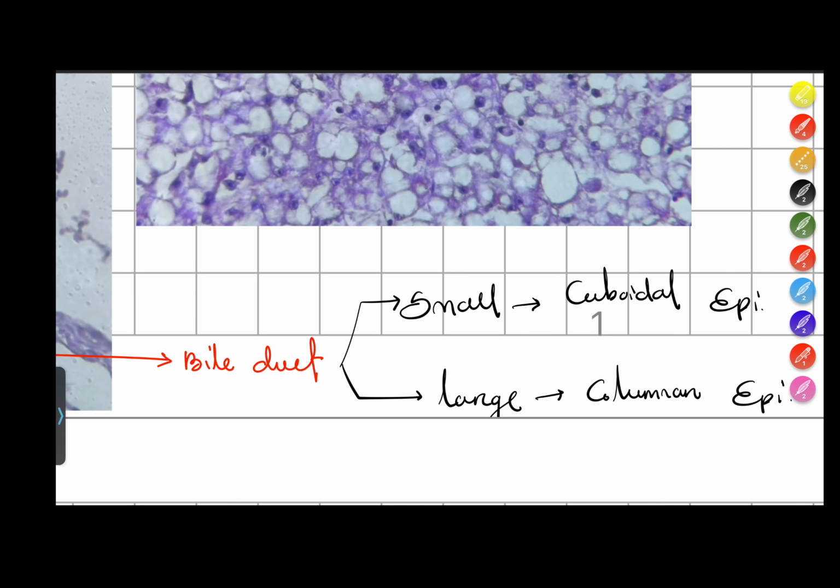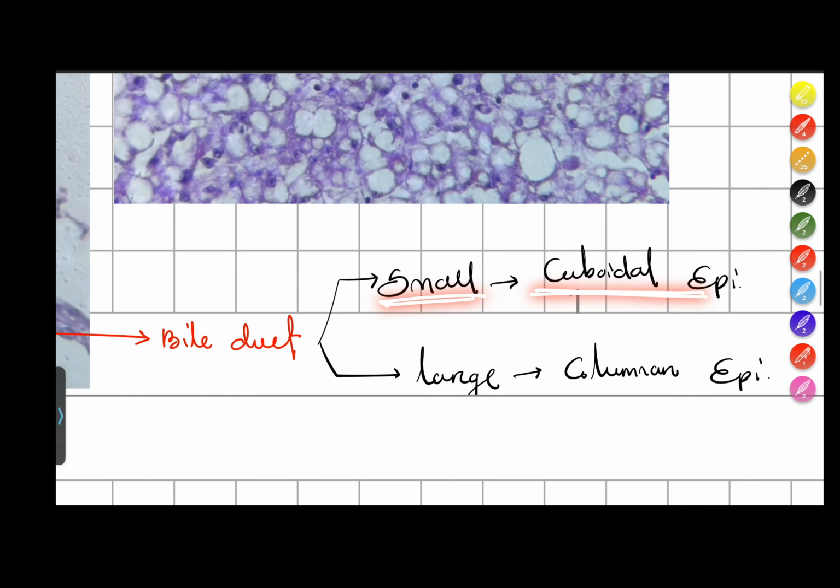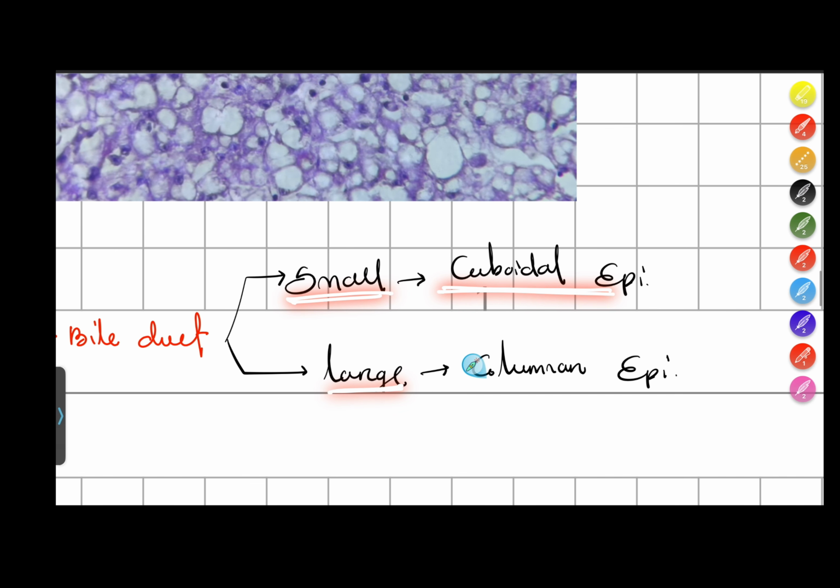Bile ducts are generally lined by cuboidal epithelium or maybe columnar epithelium. The small bile ducts are lined by cuboidal epithelium and the large bile ducts are lined by columnar epithelium.